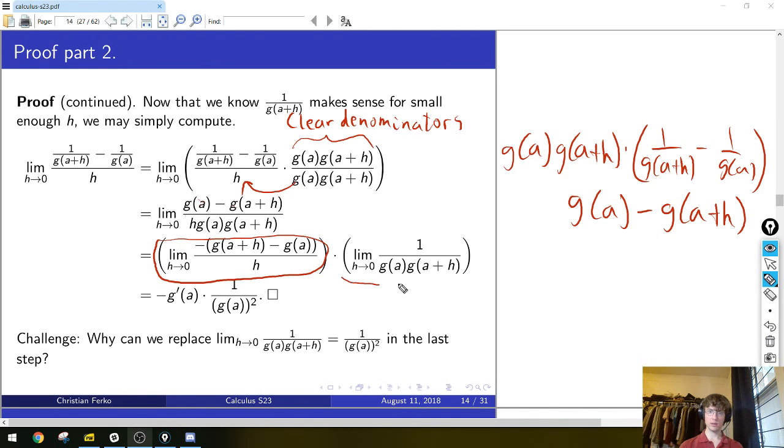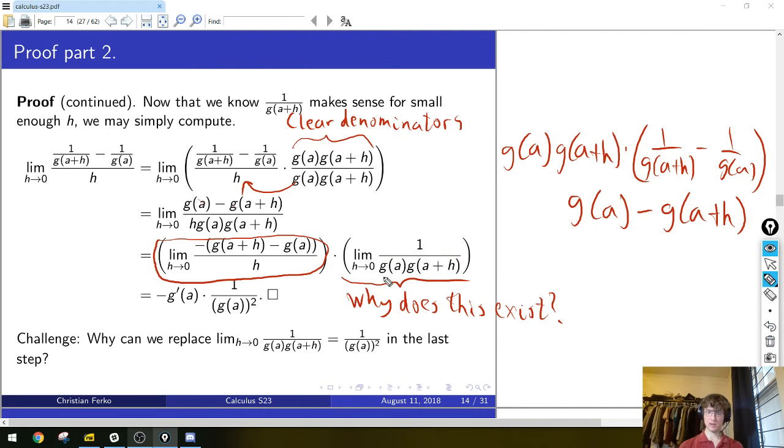So challenge for you, why do we know that this limit exists? Why does this exist? Because we have shown before that g of a does not equal 0, and g of a plus h we set up in such a way that does not equal 0. Good, we do need that. So those two assumptions tell us that this fraction is well defined. So this thing is not going to be 1 over 0. Good. So that's the first step.